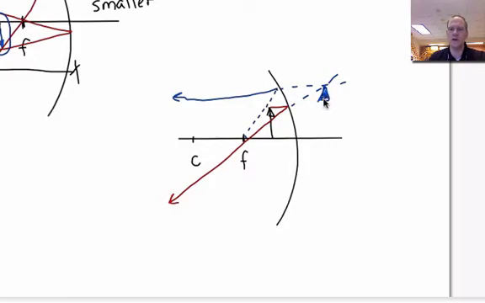Again, make sure you keep redrawing the image. Don't just make the lines and say there it is. So here's our image, and now notice it's behind the mirror. So this is virtual. It's larger, and it's upright.